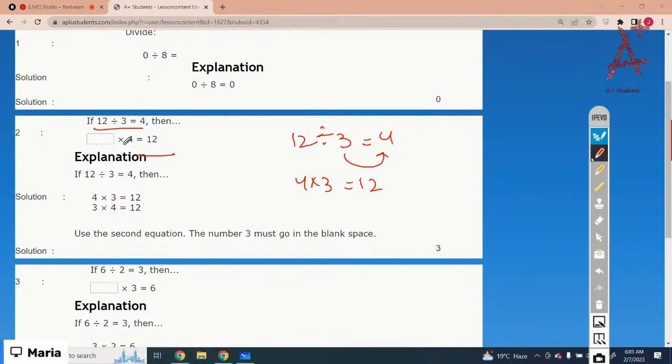So here you can match the numbers. Here you have 4, here you have 4, here you have 12, here you have 12. Here you have 3, but here you have the missing. That means the missing number is 3. If 12 divided by 3 equals 4, that means 4 times 3 equals 12, because multiplication and division are opposite to each other. Got it?